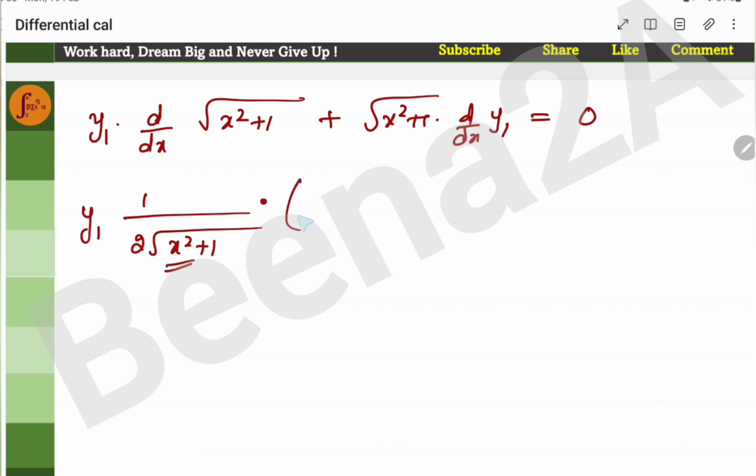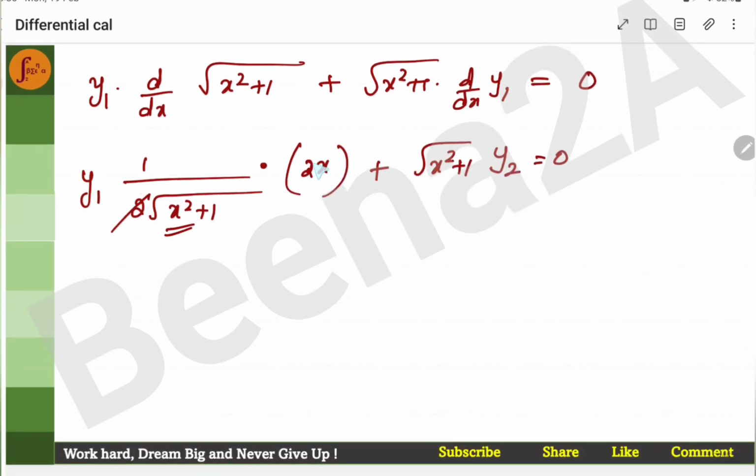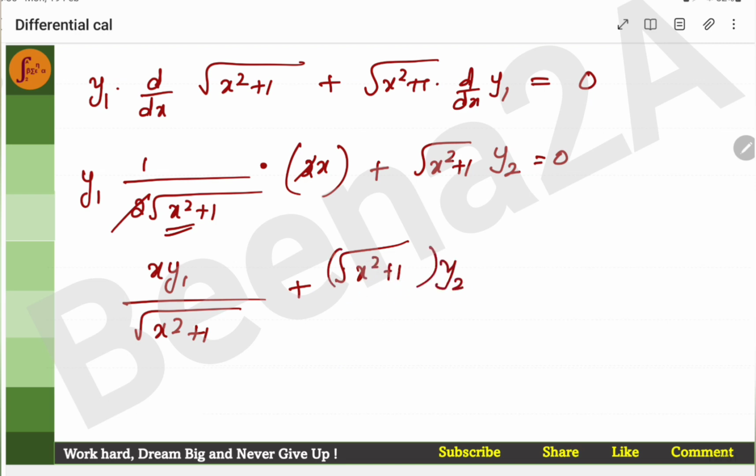Now chain rule starts. Start multiplication, put the bracket open. Derivative of x square is 2x. Derivative of 1 is 0, so we ignore. Plus root of x square plus 1. Derivative of y1 is y2. Right? Now 2 and 2 will get cancelled. So we'll get xy1 by root of x square plus 1 plus root of x square plus 1 into y2 is equal to 0.